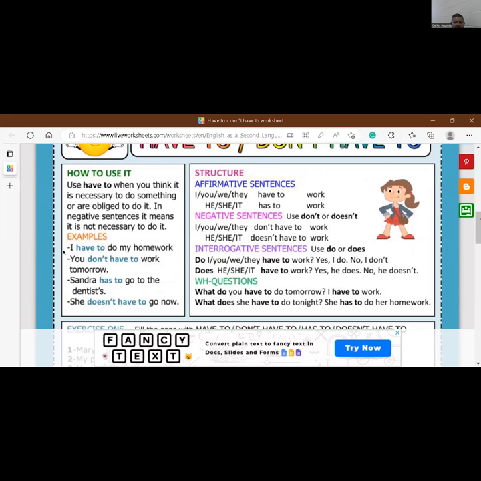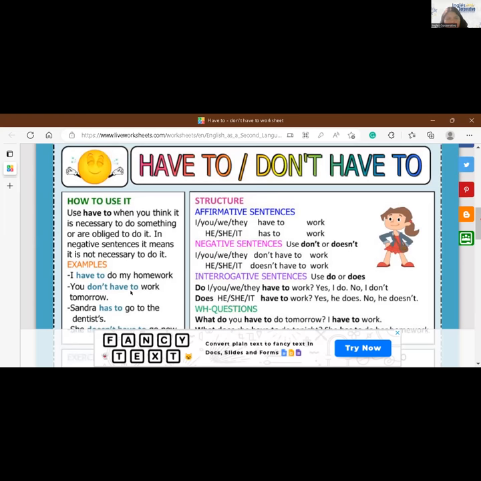Example. I have to do my homework. You don't have to work tomorrow. Okay. Sandra has to go to the dentist. Okay. She doesn't have to go now. Okay. So when you go to a doctor's office, we say you have to go to the dentist. So it's not necessary to say other office or clinic. So you only say, I have to go to the dentist, okay?